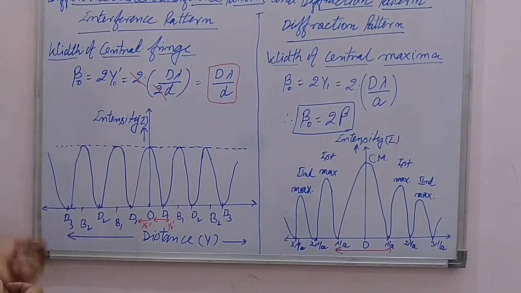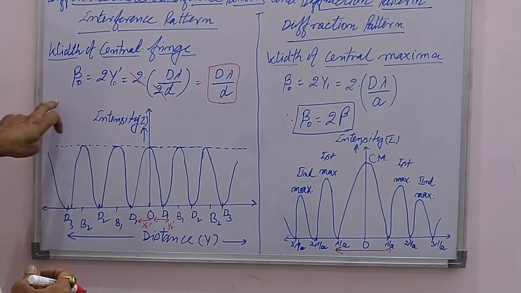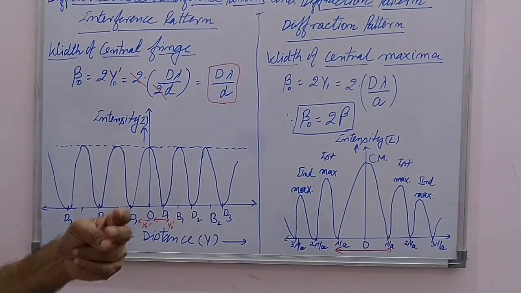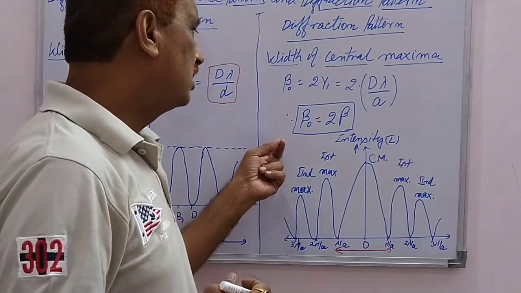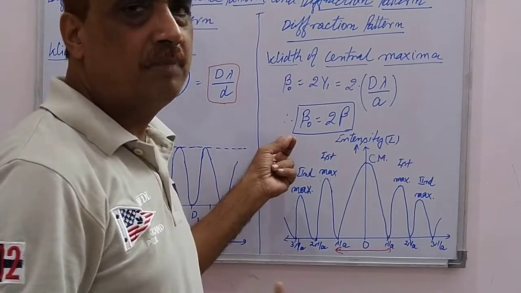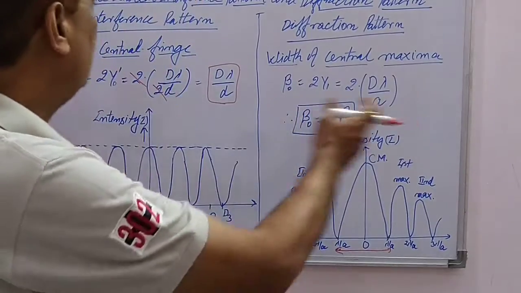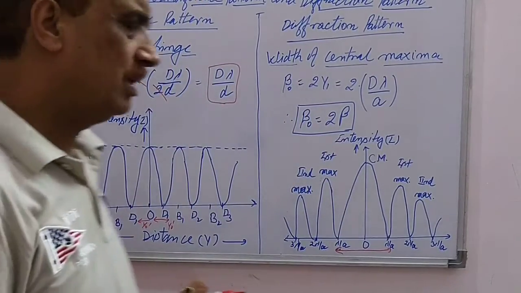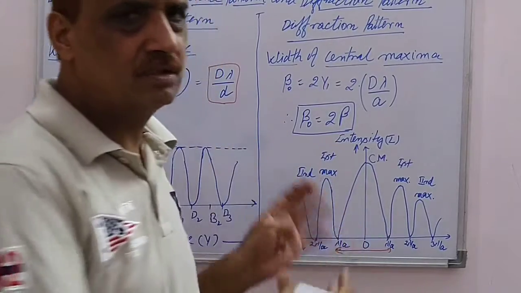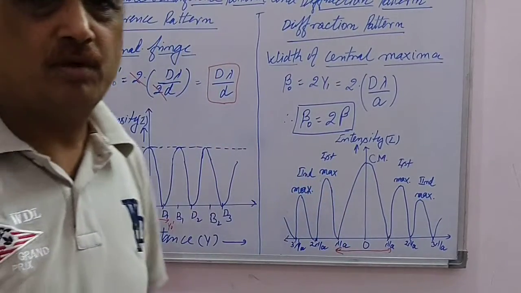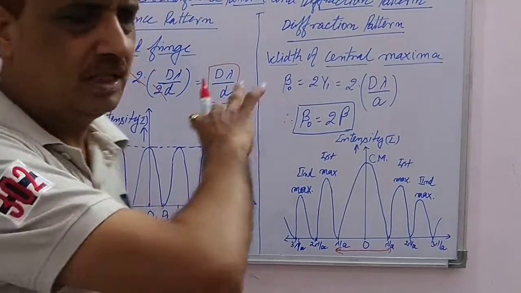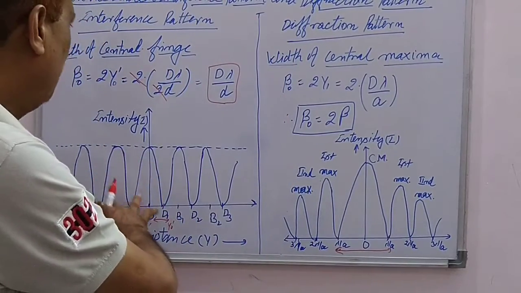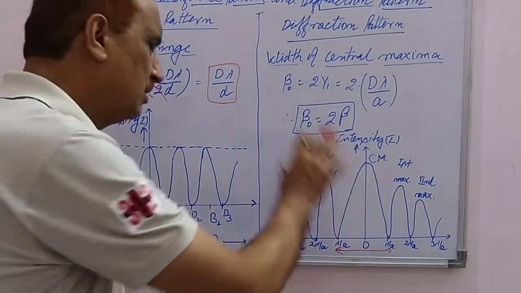Now one more difference is there. In the interference pattern, two slits are necessary, but the diffraction pattern is observed with a single slit. So these are the differences between the interference pattern and the diffraction pattern, and this difference is very important from the board examination point of view, and I hope you understand these differences with the help of the interference pattern and the diffraction pattern.